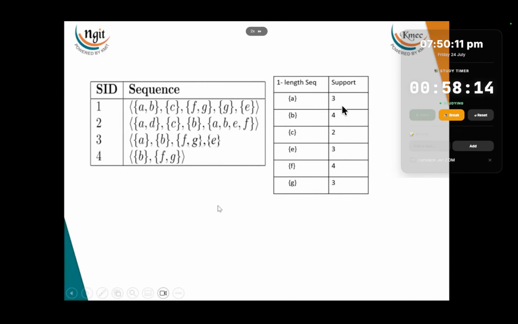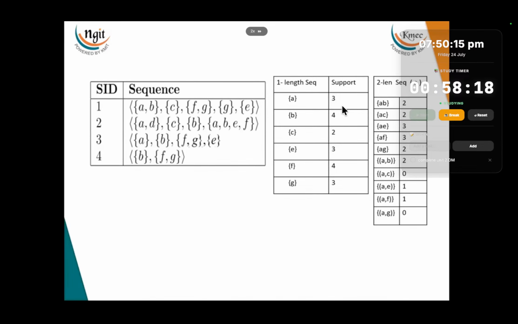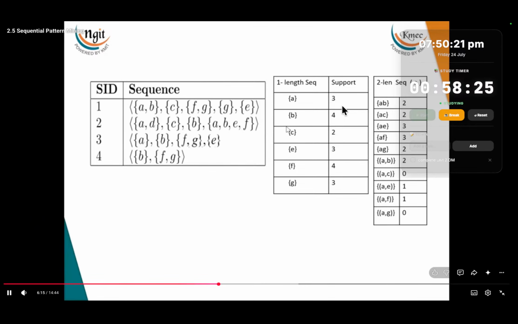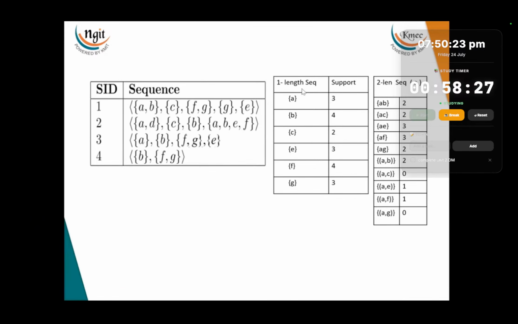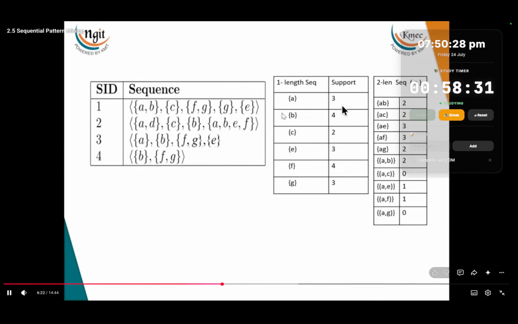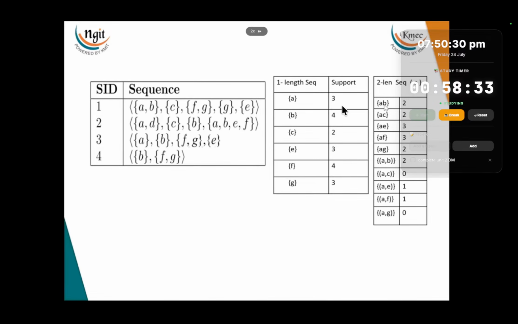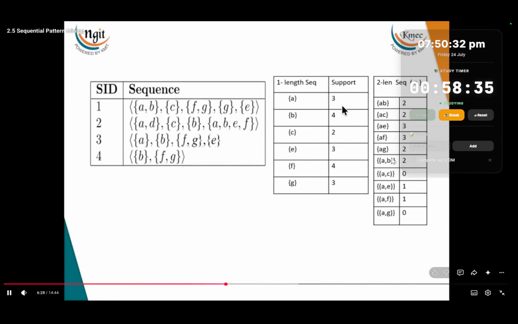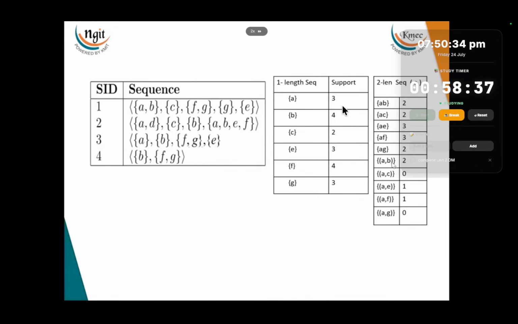So this is the length-1 sequence after eliminating the element with less than the minimum support, and then we need to create the length-2 sequences. To create them, we do it for every element present. So let us start with A. We are finding the length-2 sequences of A. A is compared with B, C, E, F, G, and we have to create two sequences: one with different transactions and one with the same transaction. If they are between the braces, it means they are in the same transaction.